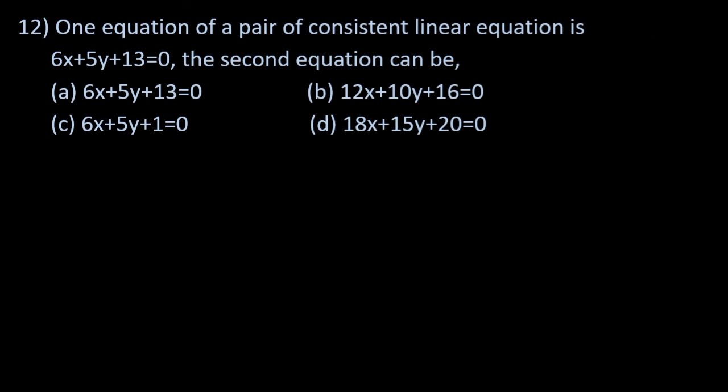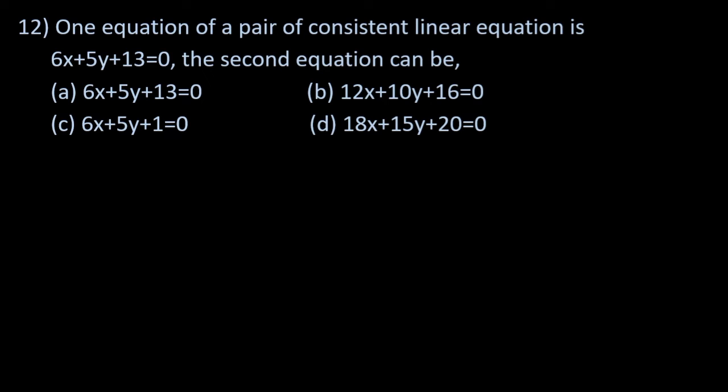One equation of a pair of consistent linear equations is 6x plus 5y plus 13 is equal to 0. Then the second equation can be, among the options: 6x plus 5y plus 13 is equal to 0, 12x plus 10y plus 16 is equal to 0, 6x plus 5y plus 1 is equal to 0, and 18x plus 15y plus 20 is equal to 0.